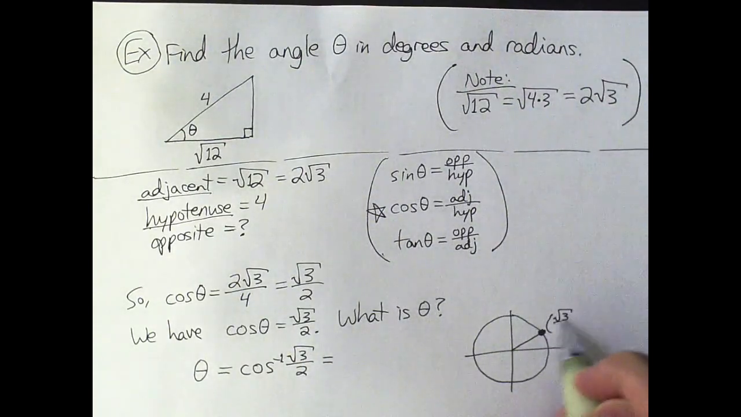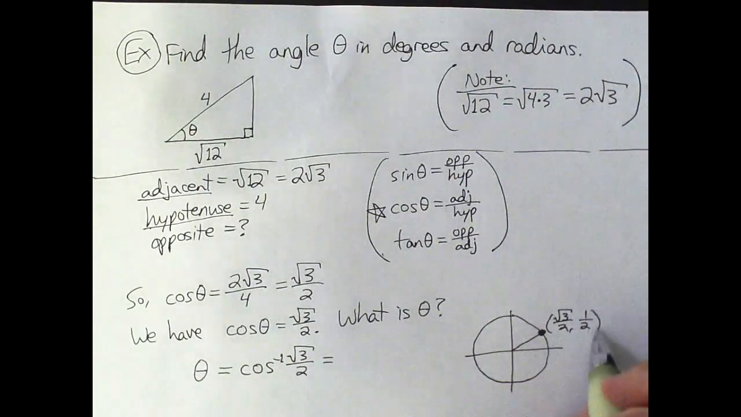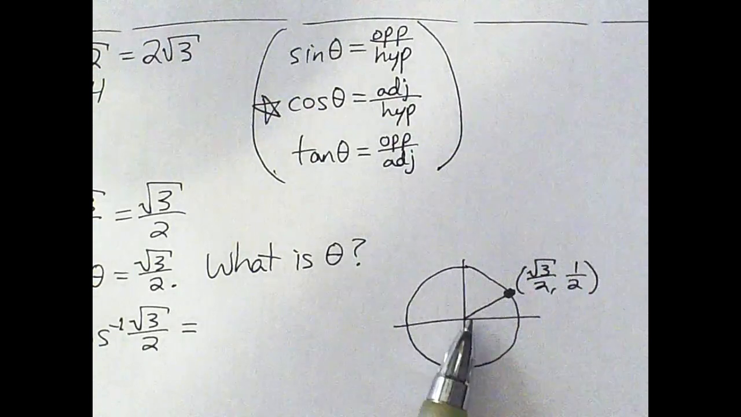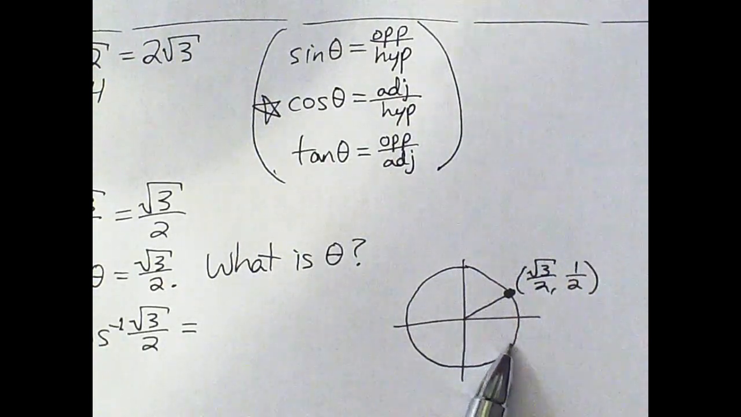Root 3 over 2, comma 1/2. Right? I'll zoom in on that. There's this point. You might say, what about this other one? Isn't there another one that goes down here?